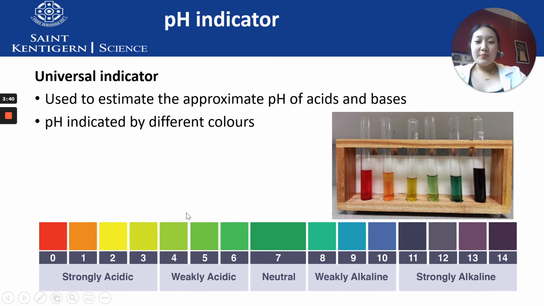So usually, if something is strongly acidic, then you will have the colors red, orange, and yellow. If something is weakly acidic, lighter green. If something is neutral, we have green. If something is weakly basic, then it'll be bluish green or blue. And then in strong bases, they tend to have more violet color.